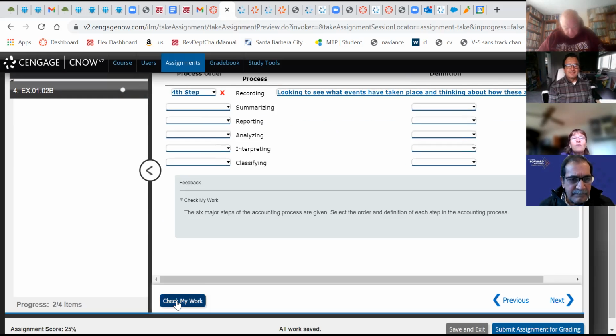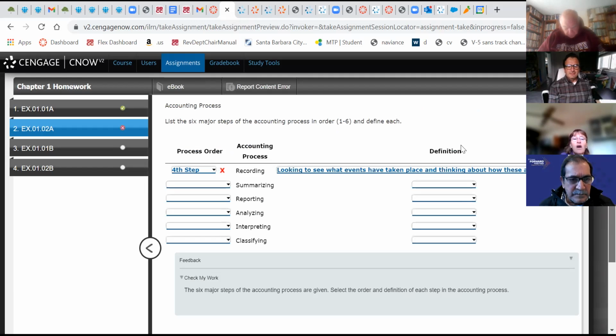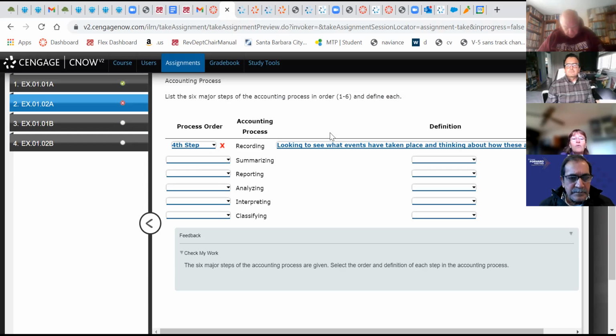And I'm checking my work and it says, the 6 major steps of the accounting process are given. Select the order and definition of each step in the accounting process. Obviously, I made a mistake with respect to the step. It's not the 4th step. It needs to be another one. Okay. So what are the 6 steps? Recording, summarizing, reporting, analyzing, interpreting, and classifying.